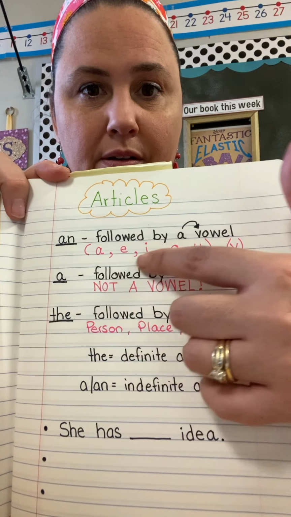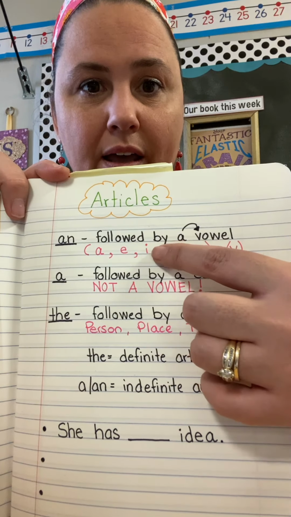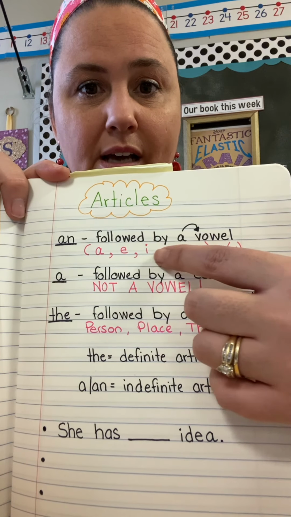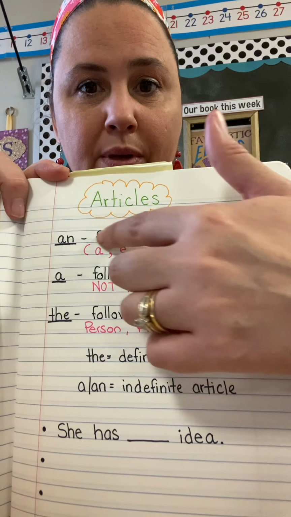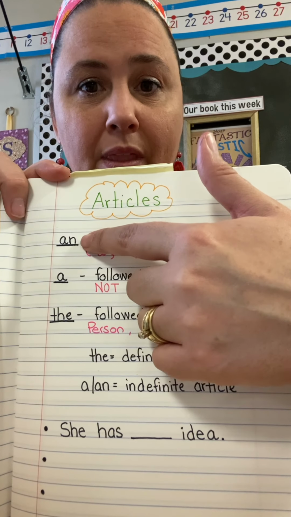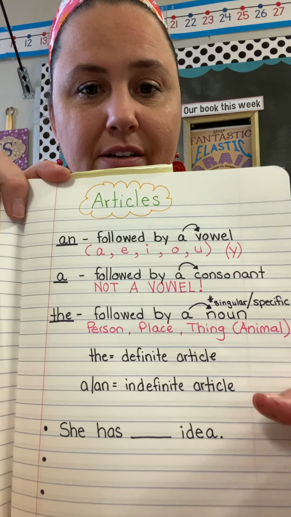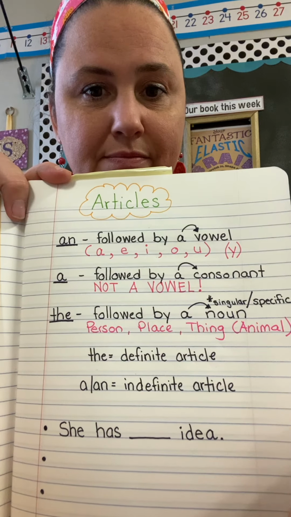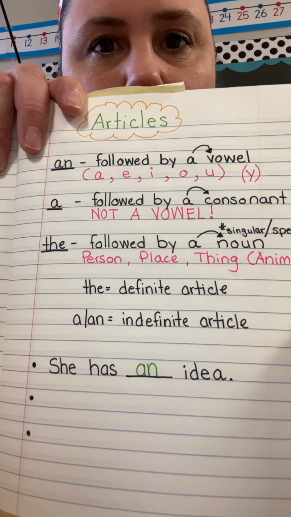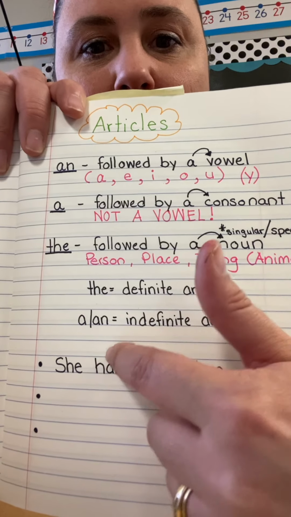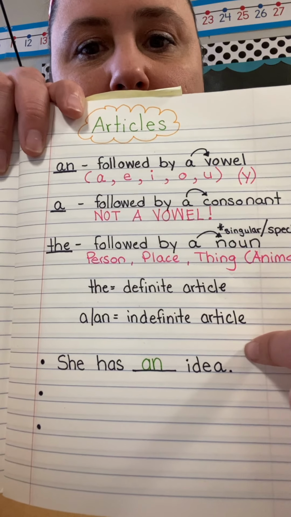Let's look up here. Right there. I is a vowel. So since I is a vowel, that means you're going to use what? An. She has an idea. All right, go ahead and write it in. Okay, so here we have it written in now. She has an idea.